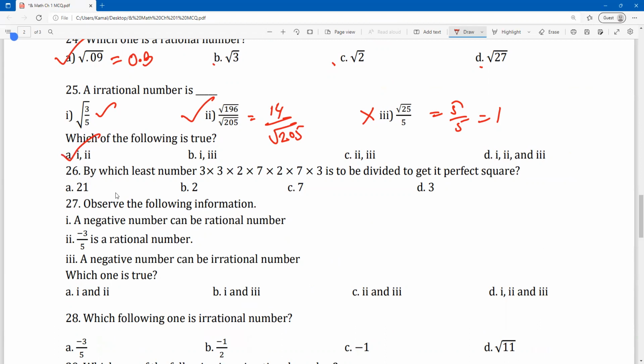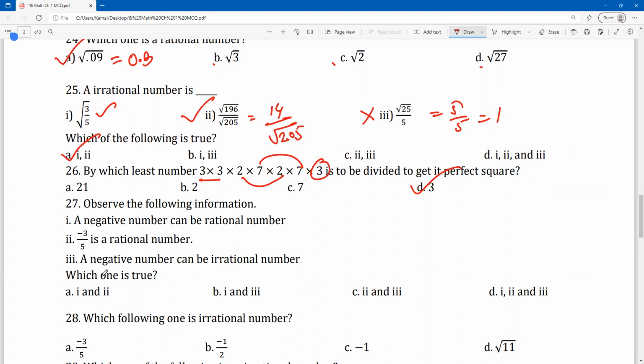Correct answer A. By which least number should this number be divided? Like the previous one, make their pairs. So only 3 is the pairless factor. That's why the whole number is to be multiplied or divided by 3 to make it a perfect square. Now the next question, 27.